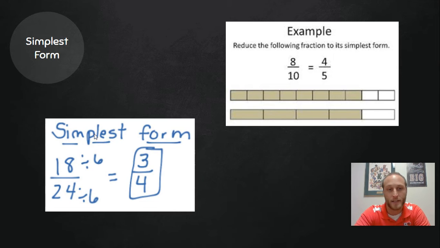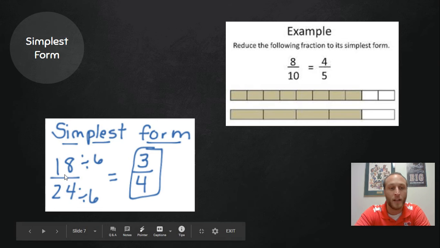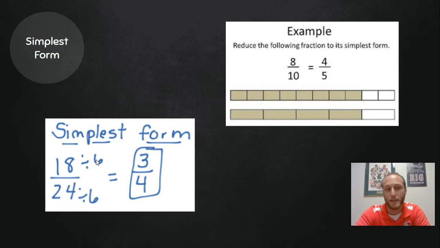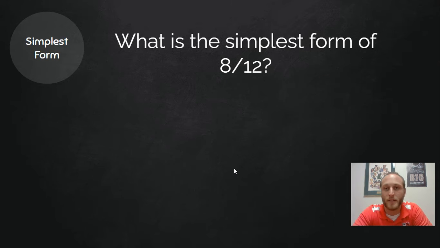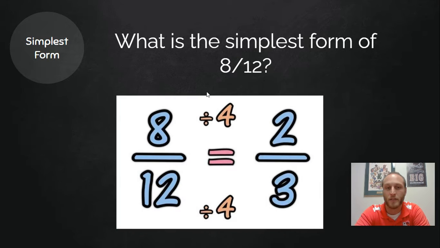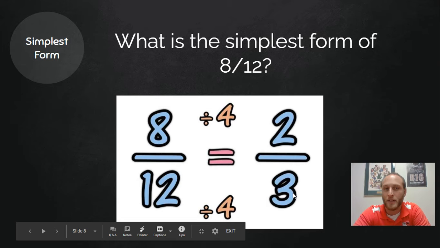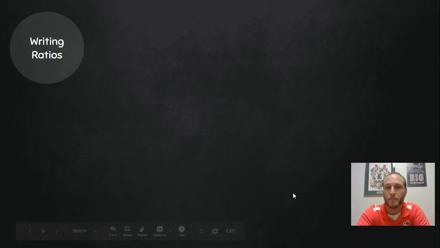So another example here, simplest form for 18 over 24. With 18 and 24, I know that 6 can be taken out of 18 and 24, which is going to bring me down to 3 over 4. Now you try one. What's the simplest form of 8 over 12? What number can you take out of 8 and 12 to make it smaller? Well, hopefully you figured out you could take out a 4. So if I did 8 divided by 4, I get 2. 12 divided by 4, I get 3. So the simplest form of 8 twelfths is 2/3.